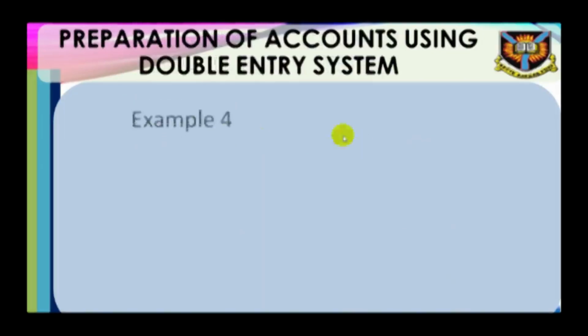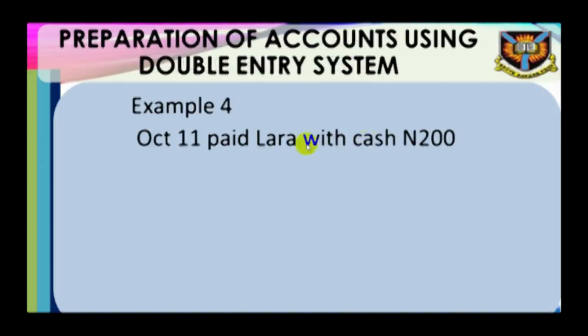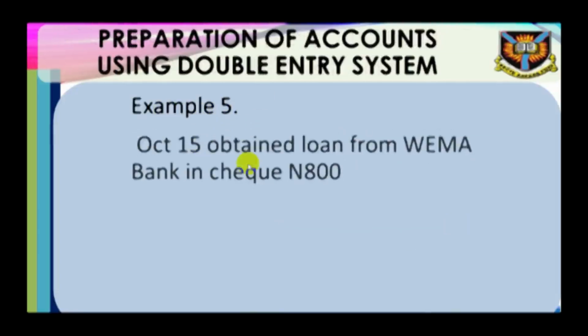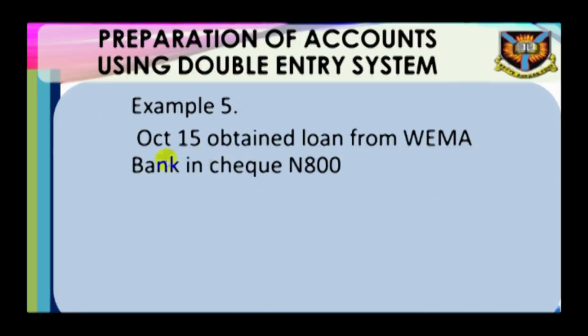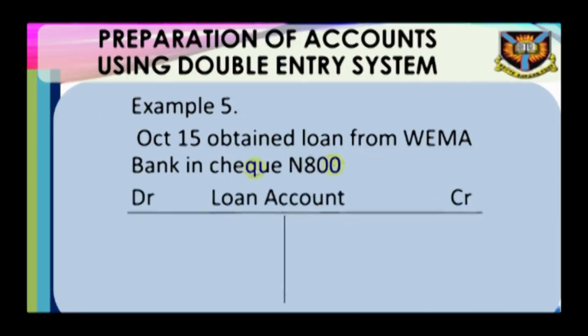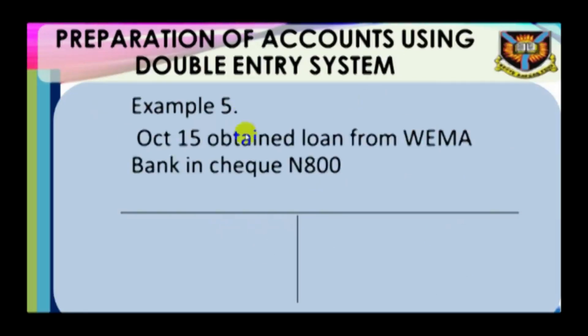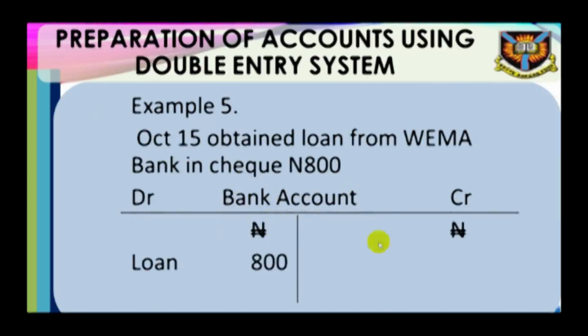Example 4. 11th of October as well, paid Lara cash with 200. Bank account is credited with Lara 500 naira. Example 5. 15th of October, obtained loan from Wema Bank by check, 800 naira. Loan account is credited with bank 800 naira, and the double entry is concluded by opening bank account and it is debited with loan 800 naira.